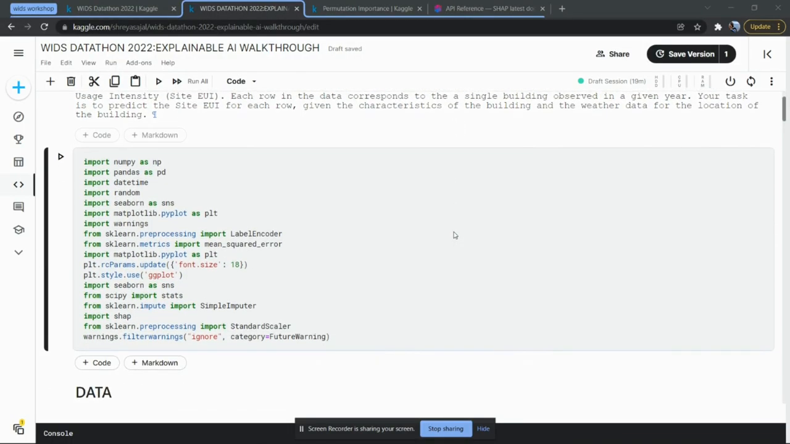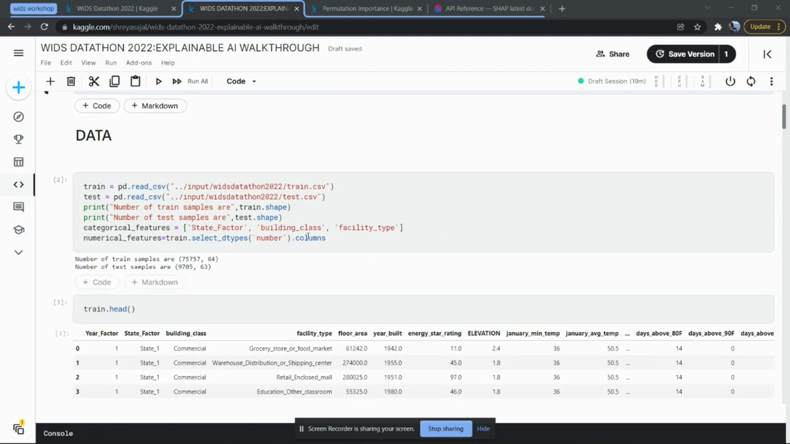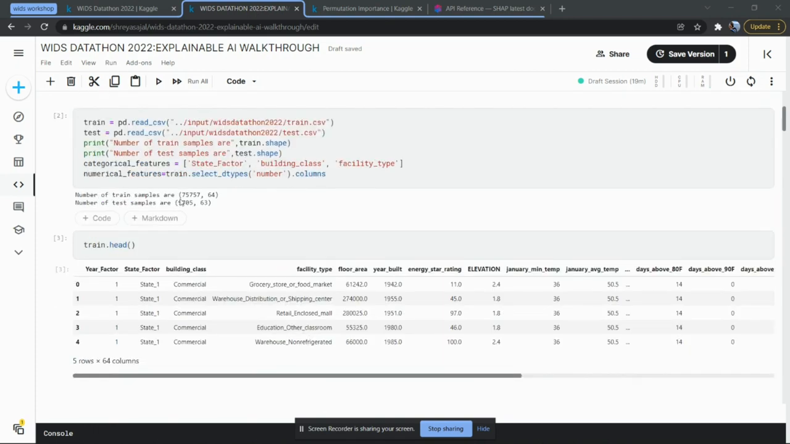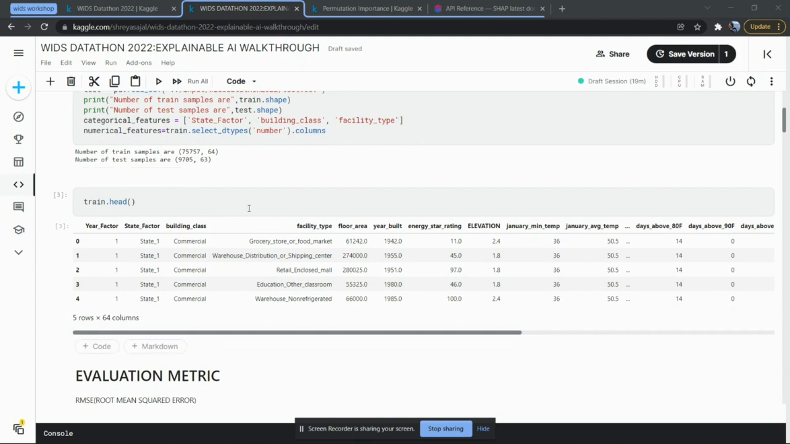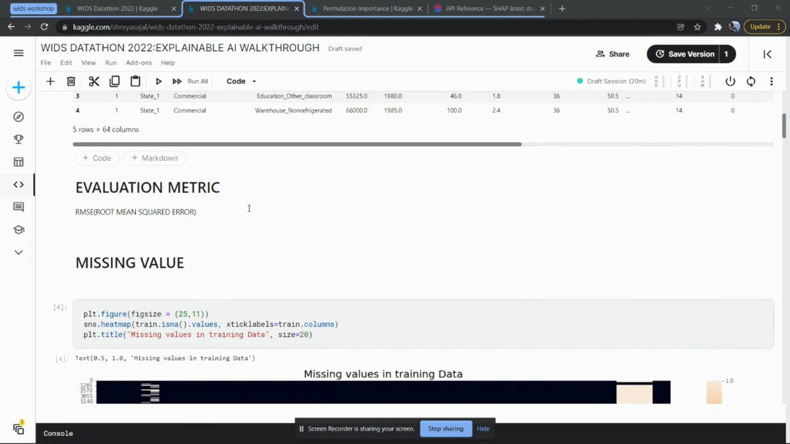in this notebook, first I have imported all the necessary libraries for doing the data pre-processing, then creating a model, and then moving to the model explainability methods and how they are working. So we download the data, we load the data, and we see that state factor, building class, and facility type are the three categorical features. The number of train samples is 75,757 and test samples is 9,705, and there are 63 features, and 64 including the target variable. The evaluation metric is the root mean squared error that you are familiar with, the most common metric in regression problems, that is the square root of the mean of the squared differences between the true and the predicted outcome. So root mean squared error.